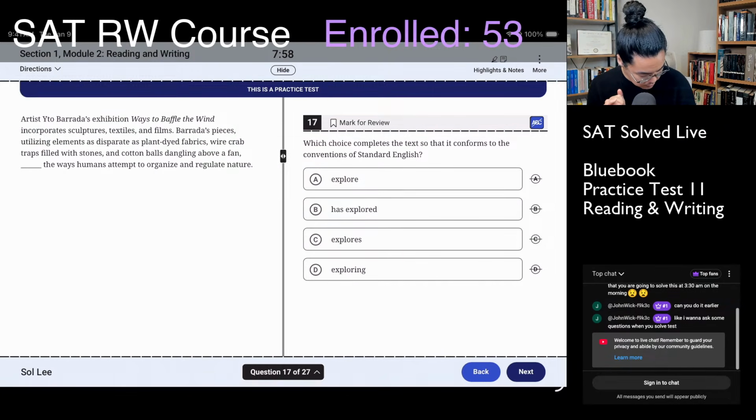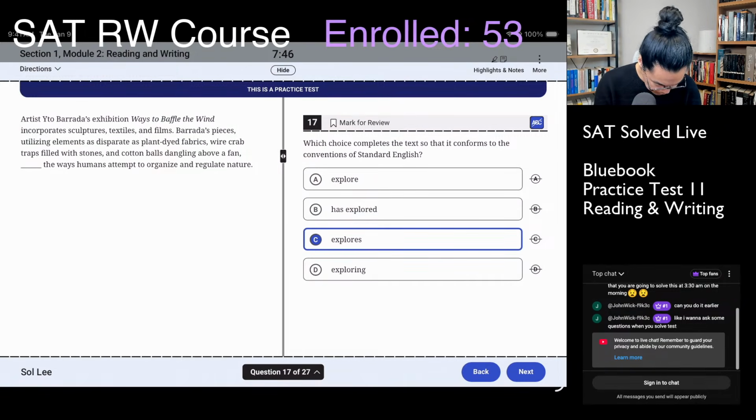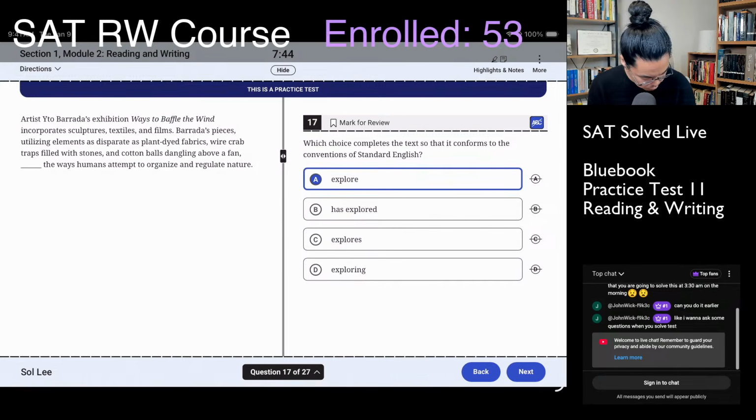16. Artist Barada's expedition Ways to Baffle the Wind incorporates all these things. His pieces, her pieces, his or her pieces are explore the ways. Yeah.